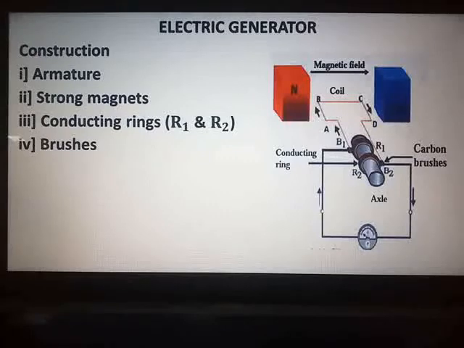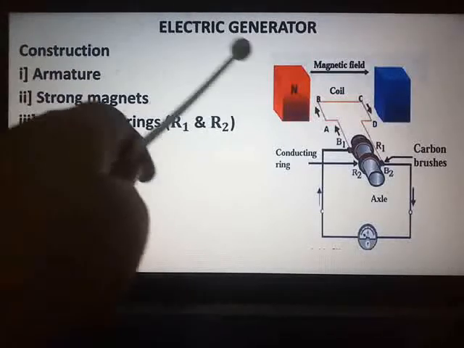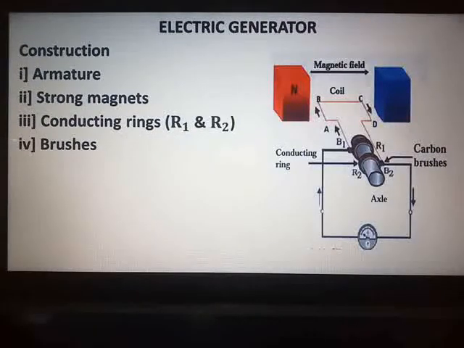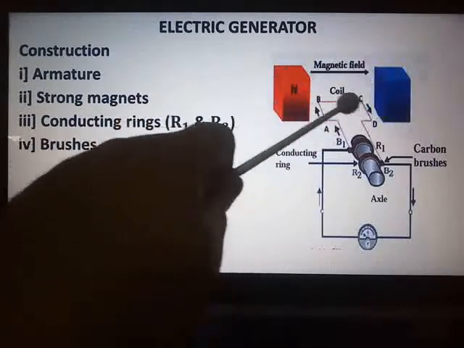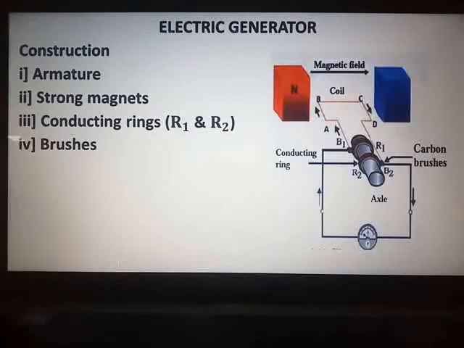Before construction, I had already told you, a device which converts mechanical energy into electrical energy, exactly vice versa, or in contrast with the working of the electric motor, is known as an electric generator. Construction: the main components are the armature coil, same like the electric motor. I have not written the description over here. Strong magnets: the armature coil is placed between 2 pole pieces of a strong magnet which supplies a strong magnetic field.